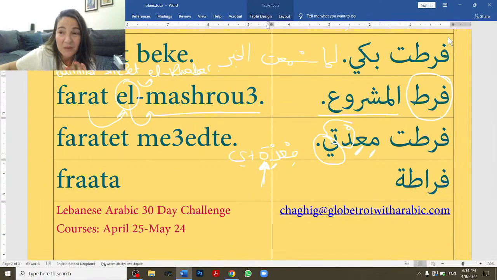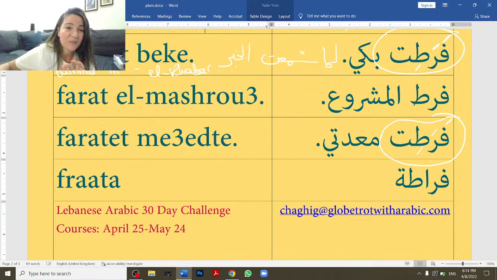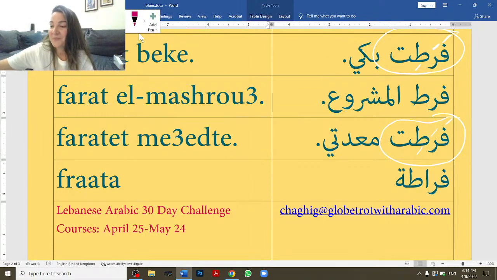Look, if I write this فرطت and فرطت, you will think, oh, they're the same verb. Okay, these two. Let me just clean my mess so I can explain these two circled verbs. But they're actually not the same. And even just by changing the place of the stress in the verb, the meaning of the verb is changing.